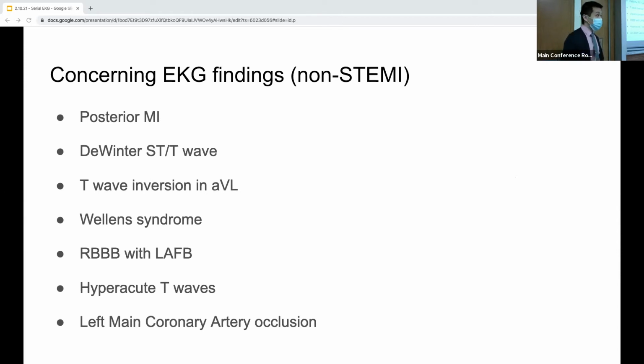All of these have been shown in different studies to be relatively associated with occlusion on cath. So there is evidence that if you see any of these, it is at least worth calling cardiology to see if they want to cath this patient, especially in the setting of active chest pain. So we'll start with posterior MI.